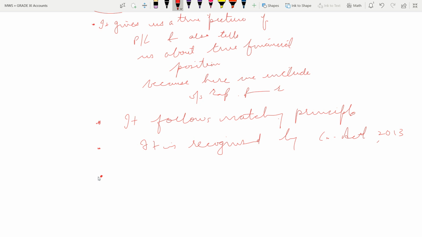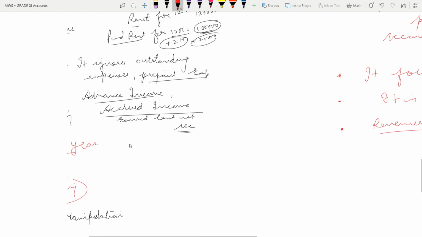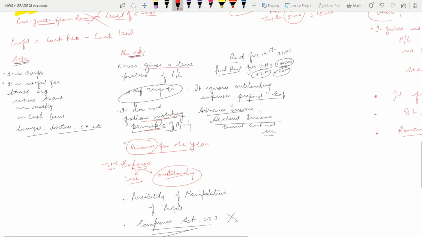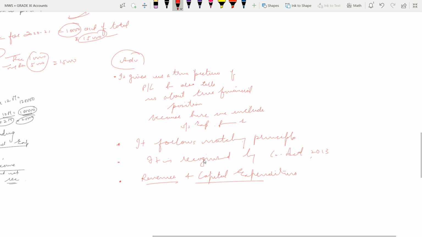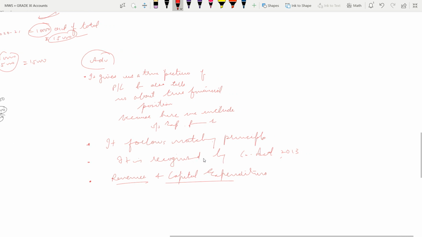if you have read the second chapter, the definitions, then you should know the meaning of revenue and capital expenditure. So what are revenue and capital expenditure? See, this point maybe I have not explained in cash basis. In cash basis, this is the disadvantage, and in accrual basis, it becomes the advantage. So I have told you, all the disadvantages of cash basis are the advantages in accrual basis.